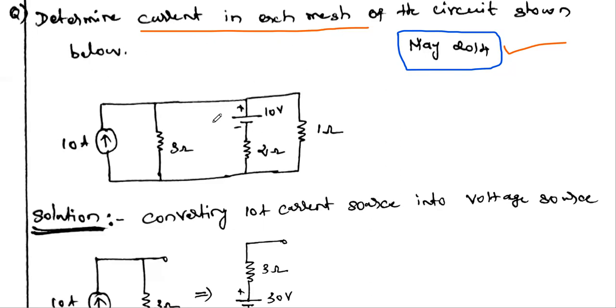Okay, you see the given circuit. This is one 10 amps current source parallelly connected with one 3 ohm resistor. Then here one 10 volt voltage source in series with 2 ohm resistor, and here one 1 ohm resistor is there. Okay, so as it is, if you want to solve this circuit in mesh analysis, how many meshes are there? 3 meshes. This is the first mesh, this is the second mesh, and this is the third mesh. So you just take the mesh currents I1, I2, I3.